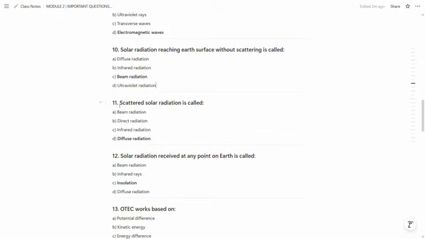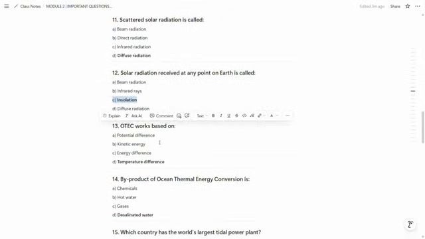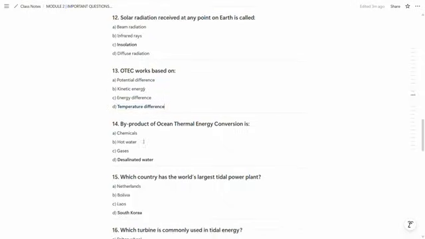So now the 11th question is, scattered solar radiation is called diffuse radiation. So D option is the correct answer. Now the 12th one is, solar radiation received at any point on earth is called insolation. So C option is the correct answer. Now the 13th one is, OTEC works based on temperature difference. So D option is the correct answer.